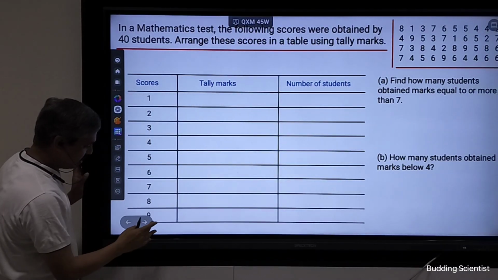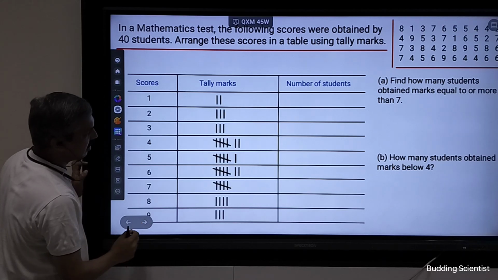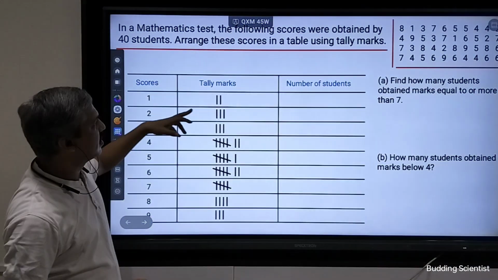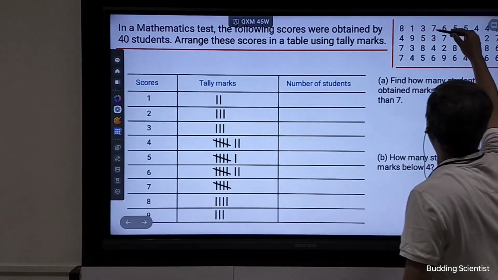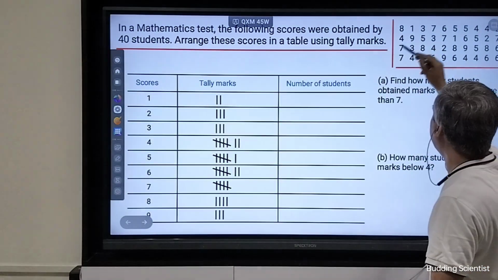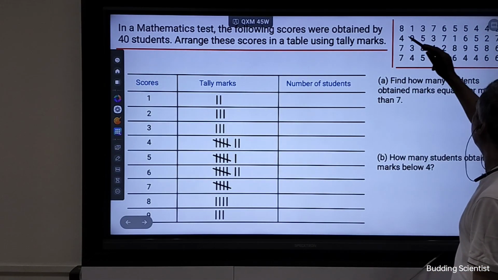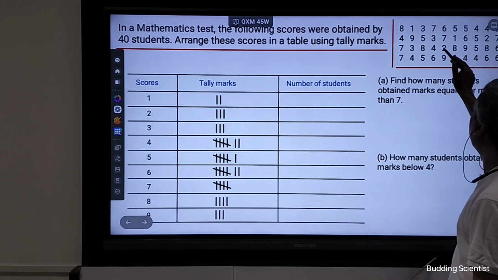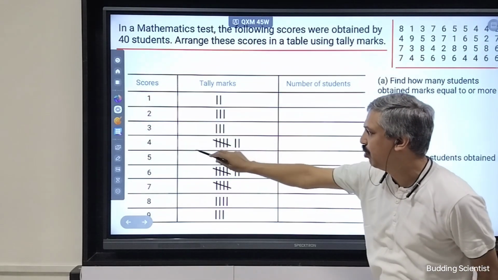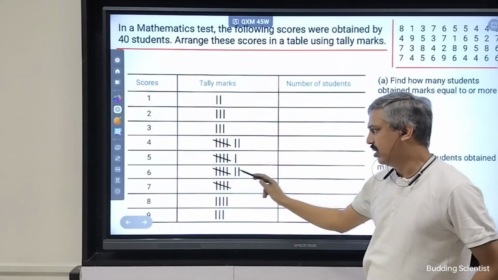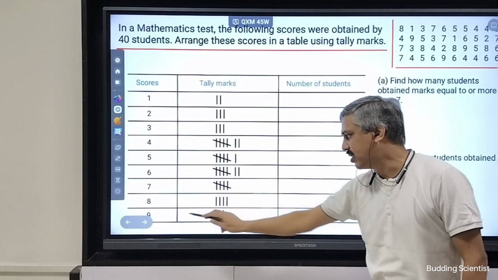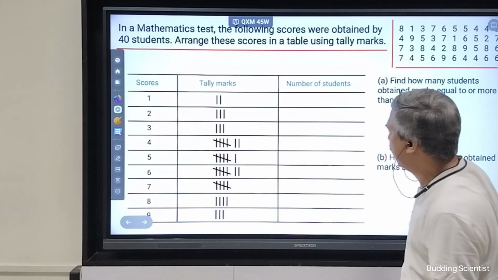I already prepared this, so I'll tell you what it looks like. All the tally marks shall look like this. There are two 1s here. You can see 1 and 1, no other 1 here. There are 3 2s here: 2, 2, and this 2, no other 2. There are 3 3s, 7 4s, 6 5s, 7 6s, 5 7s, 4 8s, and 3 9s in this score.